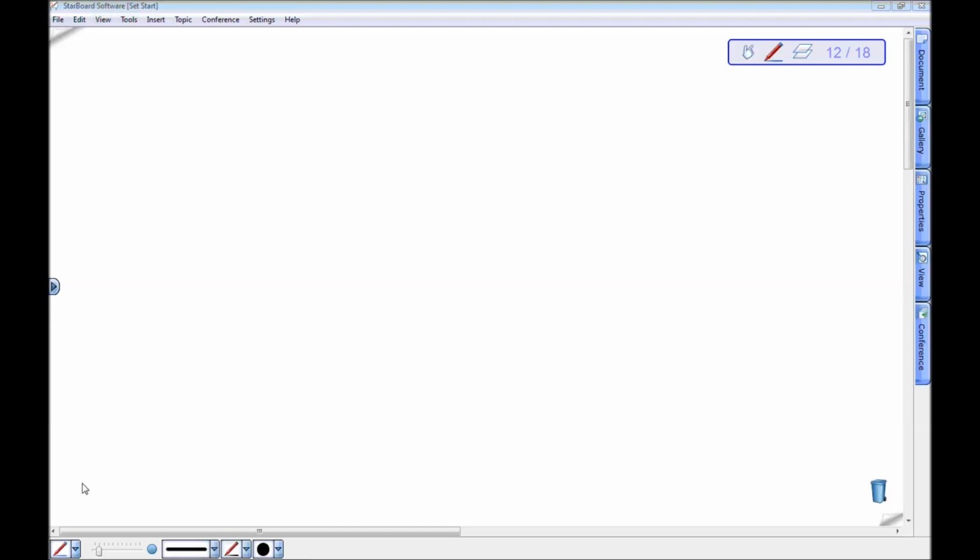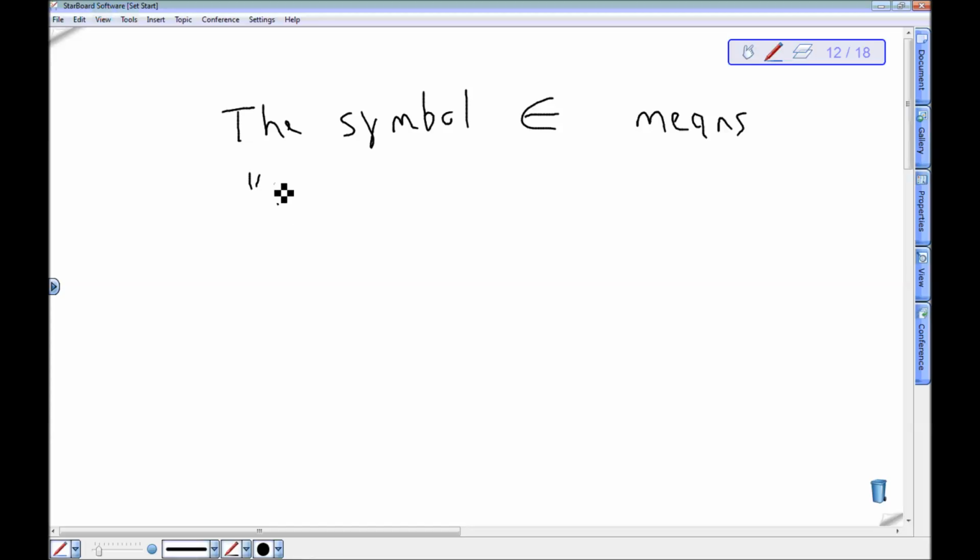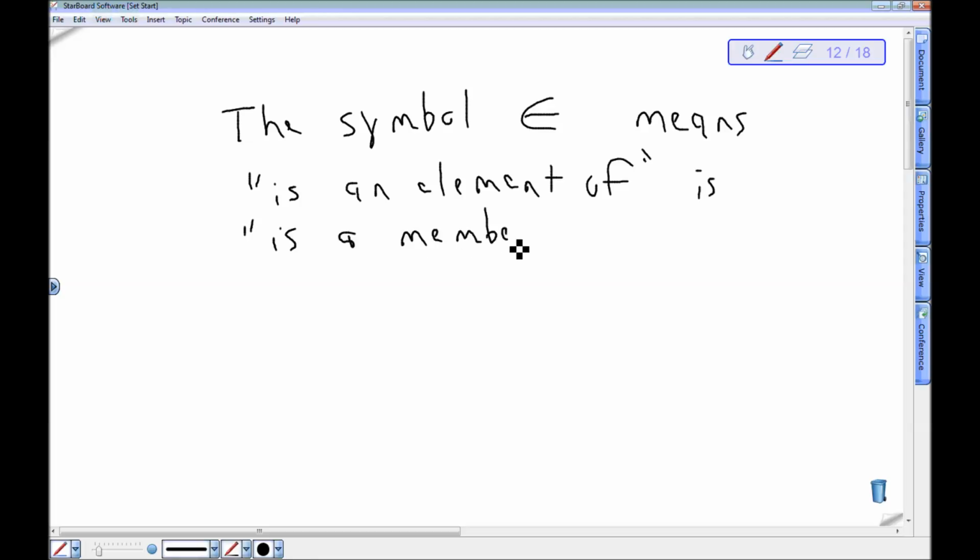Couple more pieces of notation we want to have. The symbol ∈, this guy, means is an element of, or is a member of. Okay, we place it between some object and a set to make a statement about, yeah, this guy's in there.